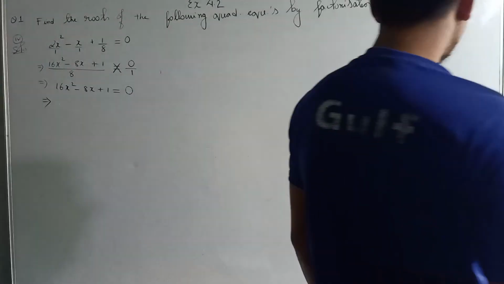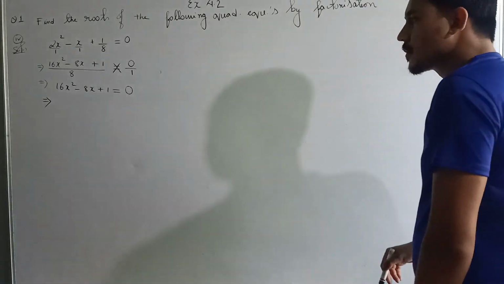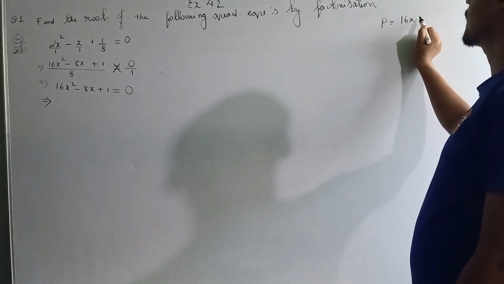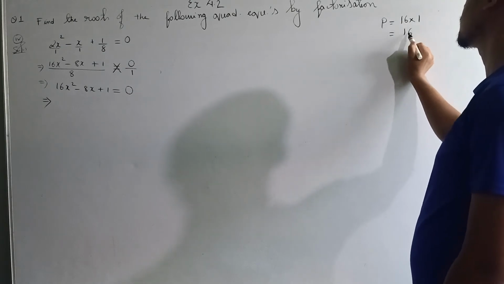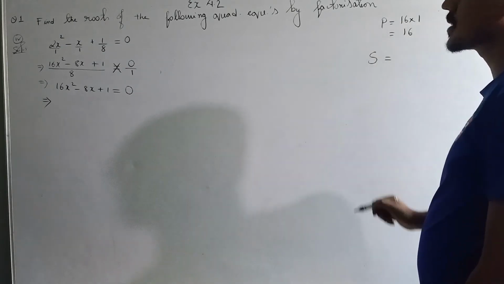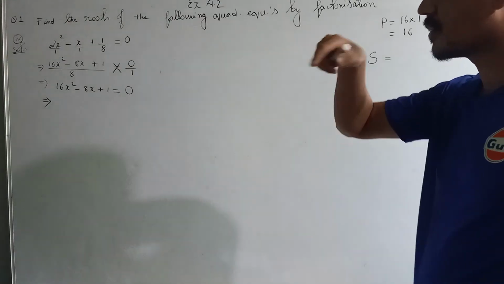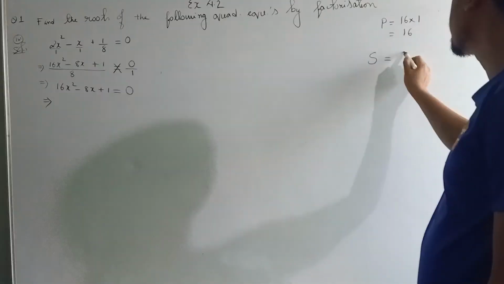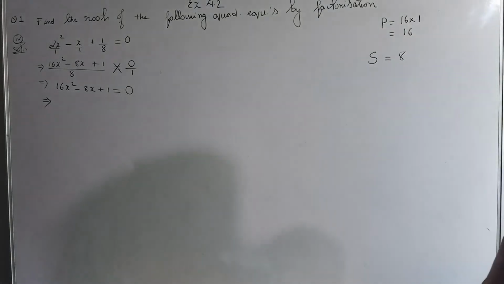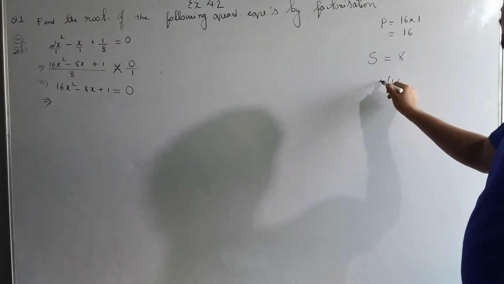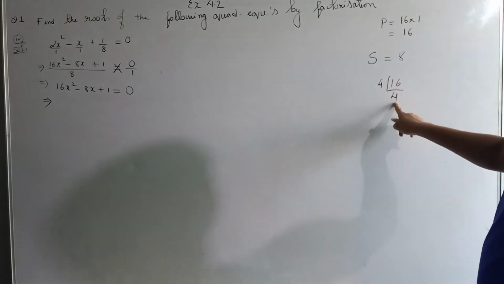Now we proceed with the product. Product of the coefficient of x squared and the constant term: 16 times 1 is 16. Then the sum. Sum means we take the coefficient of the middle term. The coefficient of the middle term is minus 8, but we take only the numerical value, which is 8. Now let us factorize the product. 4 times 4 is 16, and 4 plus 4 is 8.